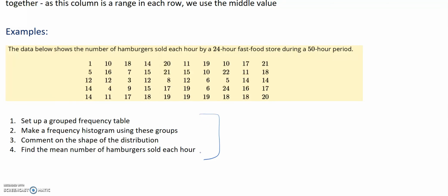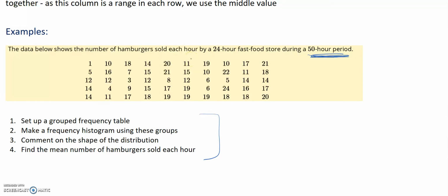First, let's have a look at all of this data. If we count 1, 2, 3, 4, 5, 6, 7, 8, 9, 10, then 1, 2, 3, 4, 5, okay, 10 times 5 is 50. That tells us the 50-hour period. If you have a look, it's not in any kind of order. The data values are not in ascending or descending order. It's all over the place, which means that in the first hour maybe 1 burger was sold, then 10 burgers, then 18, then 14, and so forth.